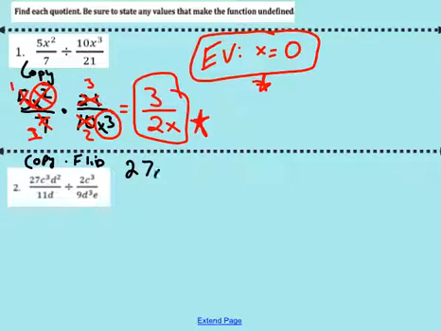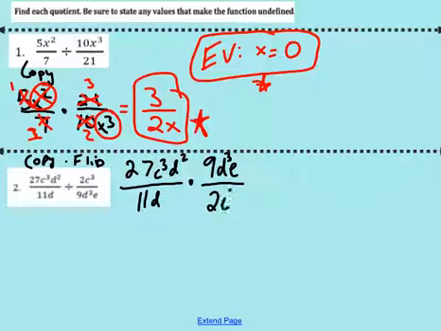So 27c^3d^2 over 11d, times, and then I flip it, 9de over 2c^3. Bad news: 11 and 2 are prime numbers. 27 and 9 don't have 11 or 2 in them. So one thing you could do is just go 27 times 9. 27 times 9 is going to be 243, over 22.